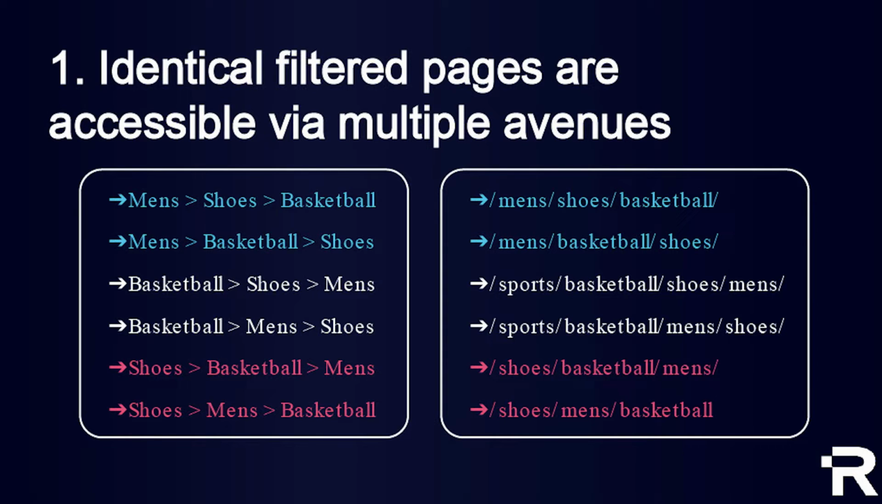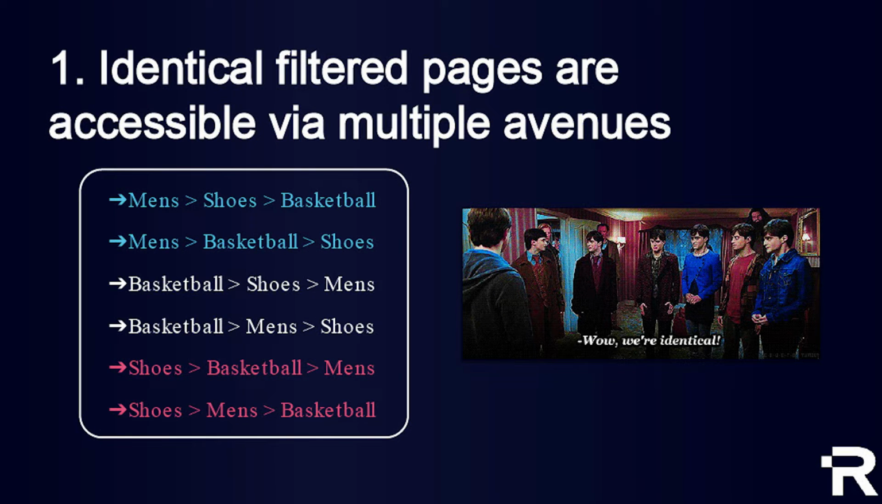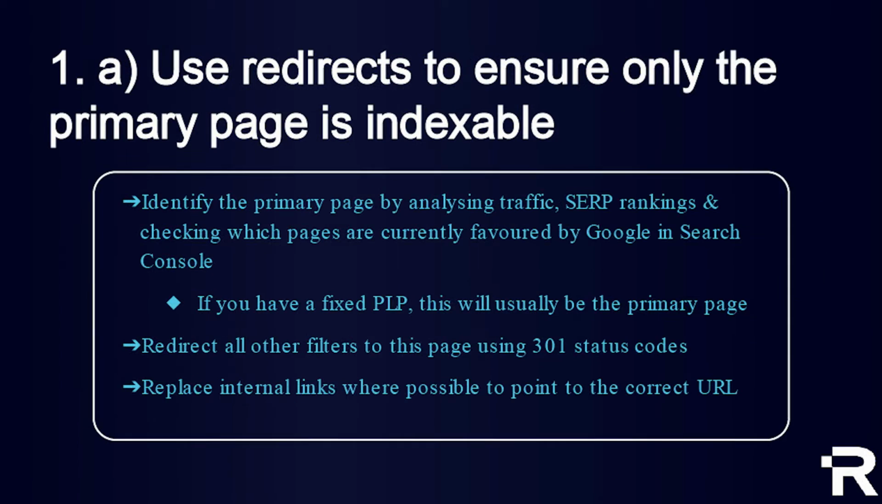And then depending on the way you apply your filters, you could have up to 6 different ways of triggering essentially what is the same page. If you've got your facets open to indexing, these could potentially all be indexable and causing duplication on your site. We've gone a bit off theme with the Harry Potter gif here, but it just worked pretty well.